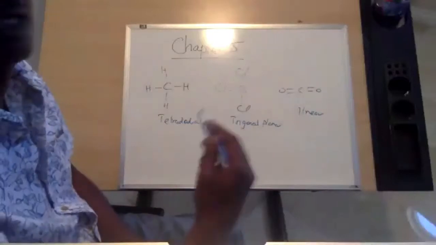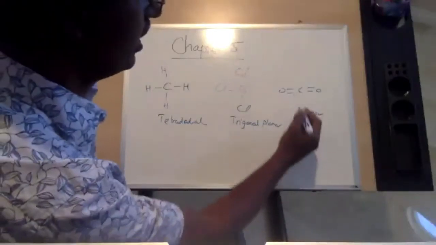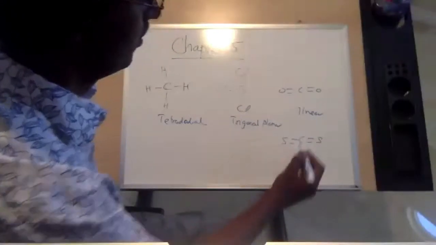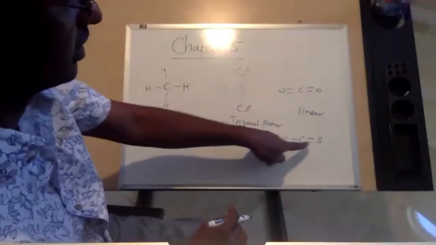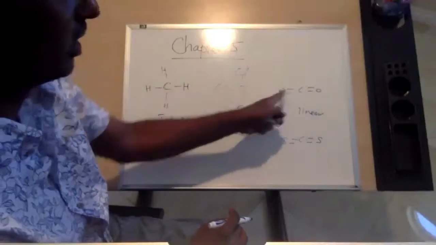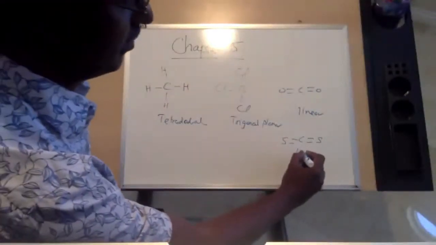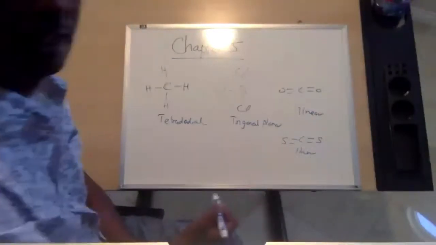In a very similar way, instead of carbon dioxide, you can put carbon disulfide, which is this. I replaced the outer atoms, oxygen, by sulfur, and it is still a linear geometry with a 180-degree bond angle.